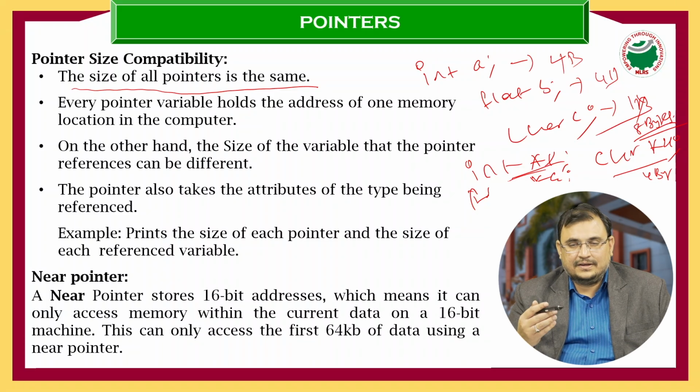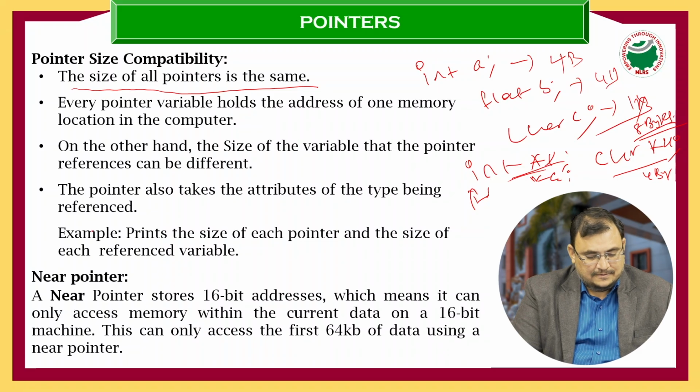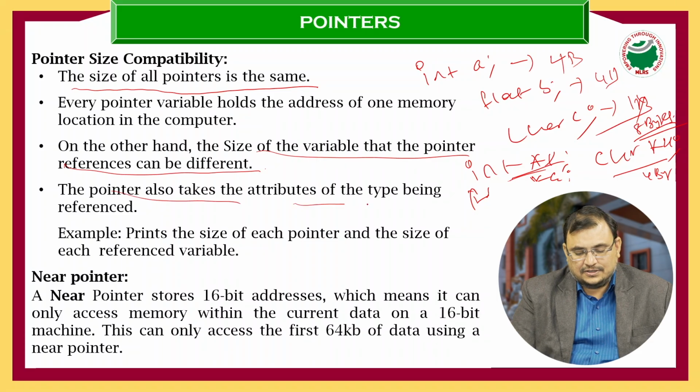For storing a far pointer, we require extra memory. We'll discuss this. On the other hand, the size of the variable that the pointer refers to can be different. The pointer also takes the attributes of the type being referenced. So here the pointers are near pointers and far pointers.